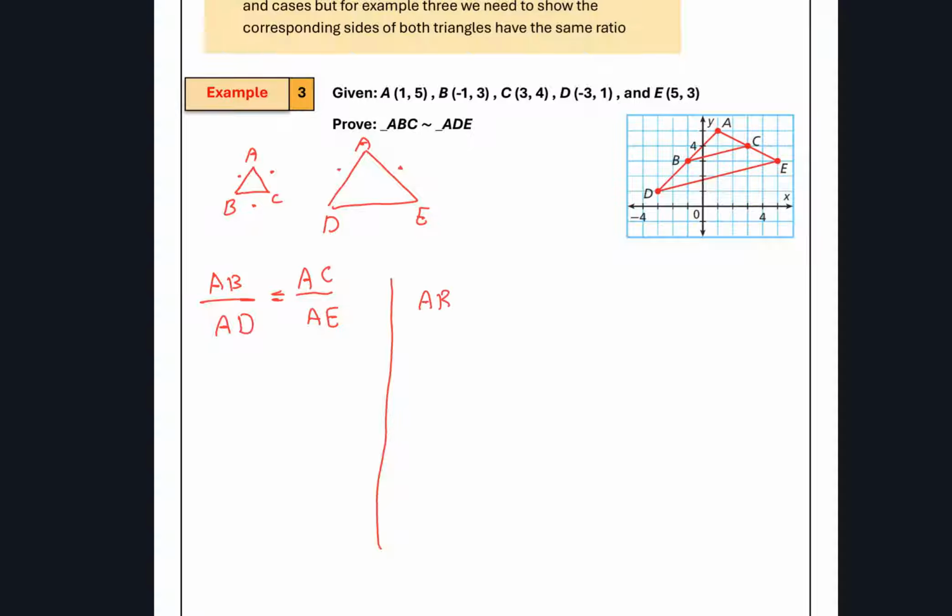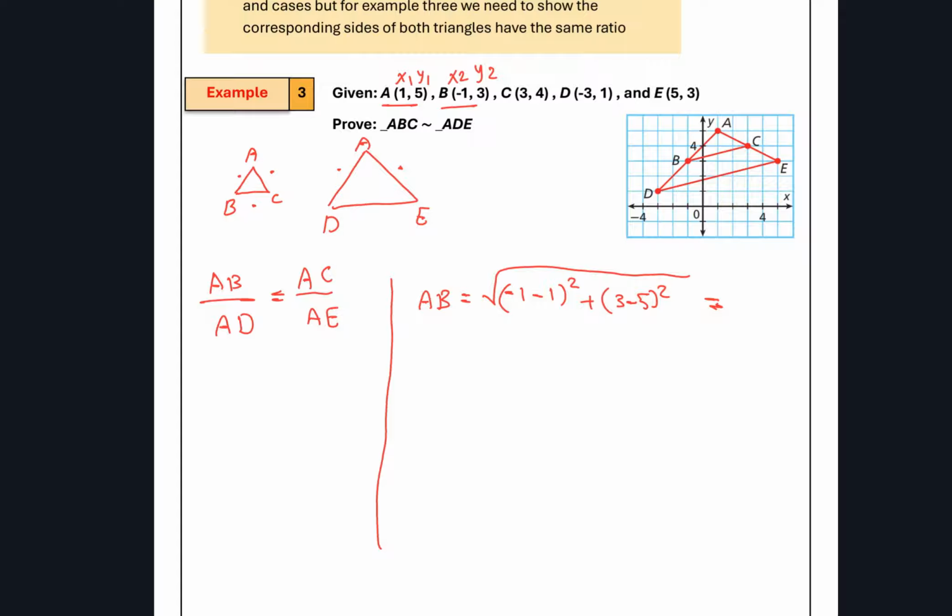So from point A to point B. This is point A, this is point B. x1, y1, x2, y2. So you will subtract by using distance formula. x2 minus x1, x2 here is negative 1. So we will say negative 1 minus 1 squared, plus y2 minus y1, 3 minus 5 squared. Okay, let's go to the other parts, then we will calculate all together.